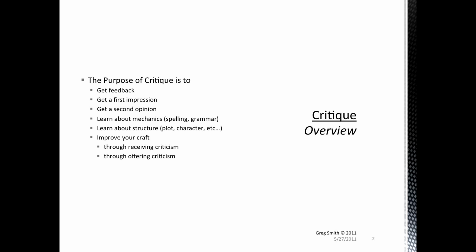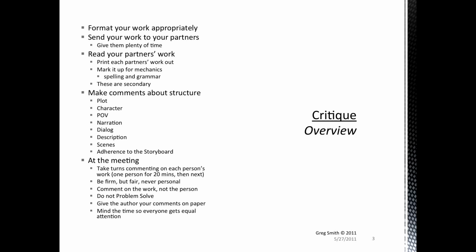Through critique, you will learn a few things. You'll learn some things about spelling and grammar, although those are not the most important things. You'll also learn about story elements like plot, character, and point of view. You'll want to improve your craft through receiving criticism, but you'll also improve your craft through offering criticism. As an overview, we'll talk about formatting your work, how to send your work to your partners, how to read your partner's work, how to make comments about structure, and how to conduct yourself at the critique meeting.